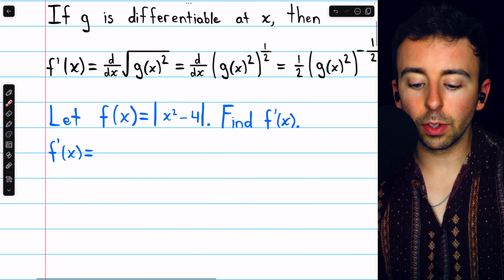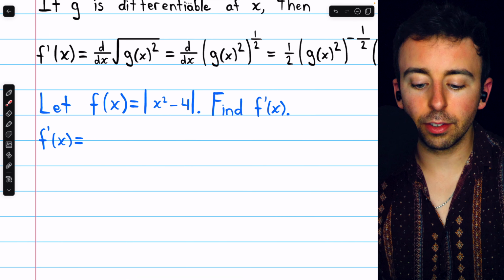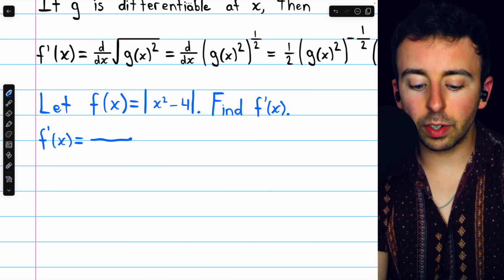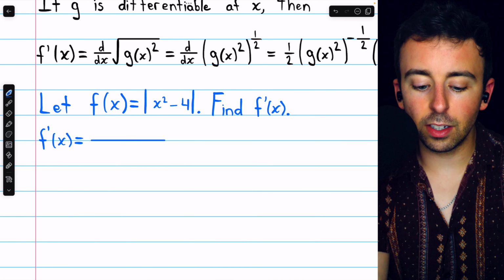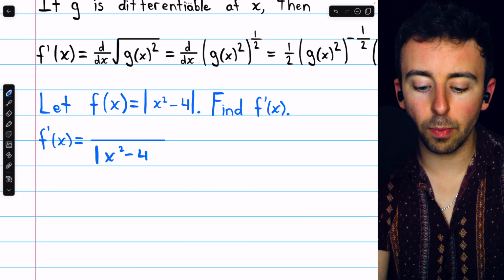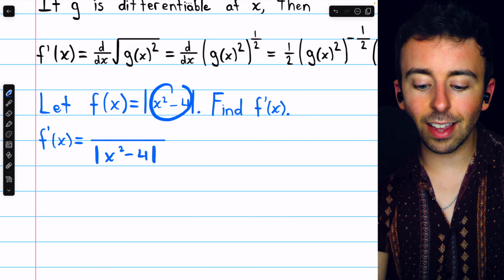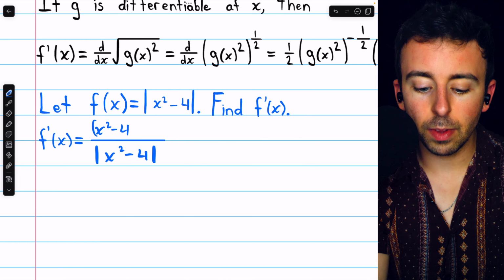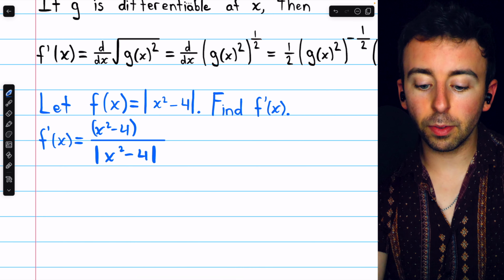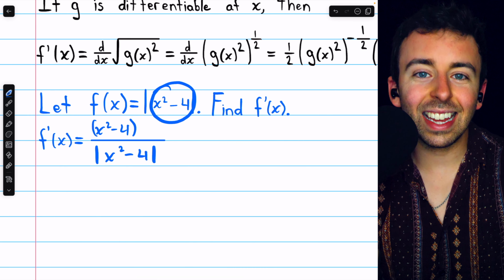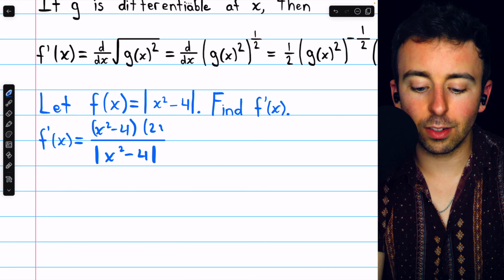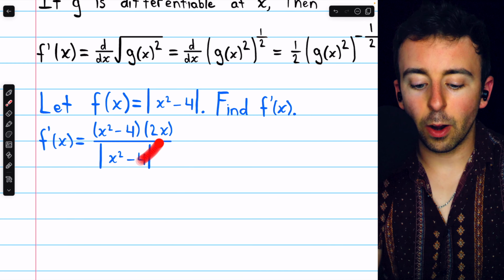Let f of x equal the absolute value of x squared minus 4, and we want to find the derivative f prime of x. We know to take the derivative of an absolute value function, we need to just put the absolute value function in the denominator, so the absolute value of x squared minus 4, and then put the inside of the absolute value expression, x squared minus 4, in the numerator. The only other thing we have to do is multiply by the derivative of that thing inside the absolute value bars. The thing inside is x squared, and its derivative is 2x. And so that's our derivative.